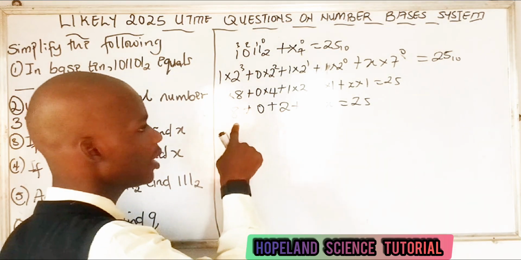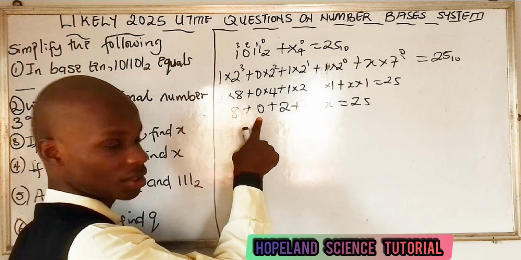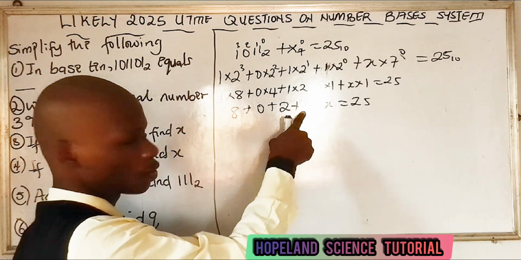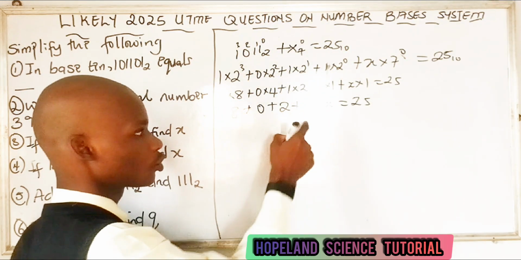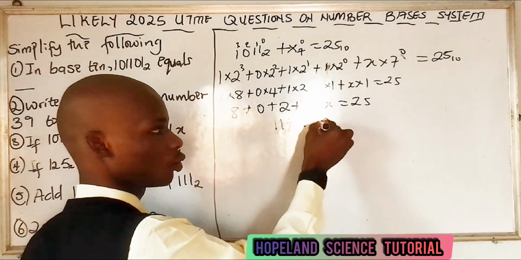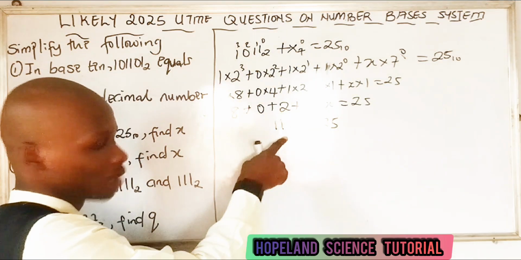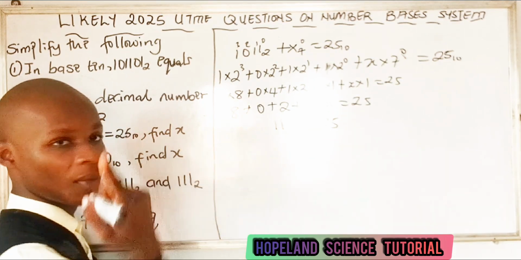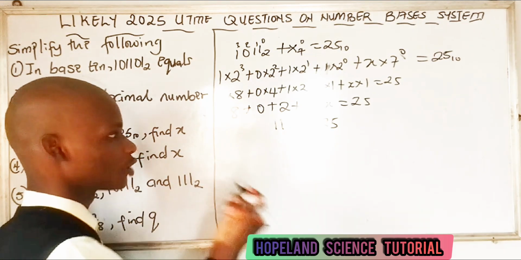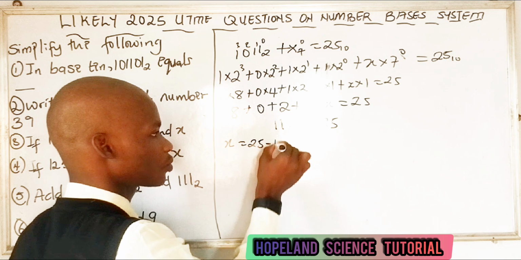Now let's move on. 8 plus 0 is 8. Plus 2 is 10. Plus 1 is 11, right? So 11 plus x will give us 11 plus x equals what? 25. So from here, linear equation, remember, I believe you can solve a problem like this by making x subject of the formula. So making x subject of the formula, we will have x equals 25 minus what?